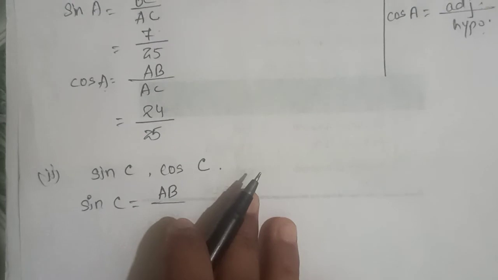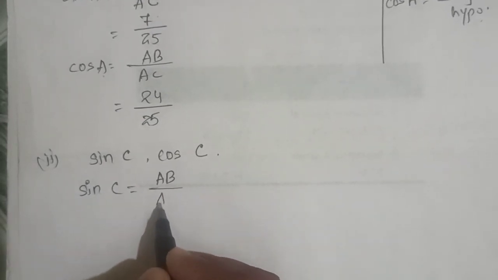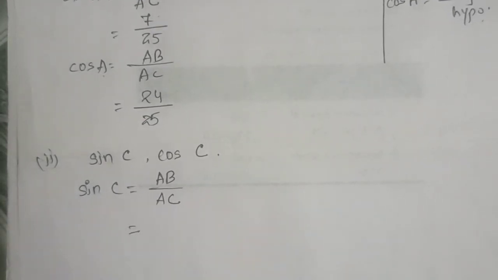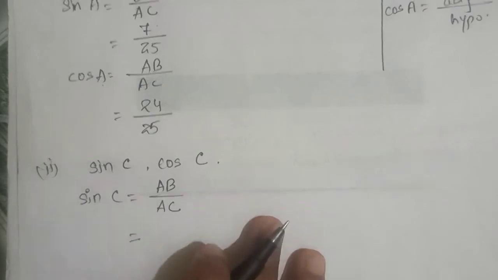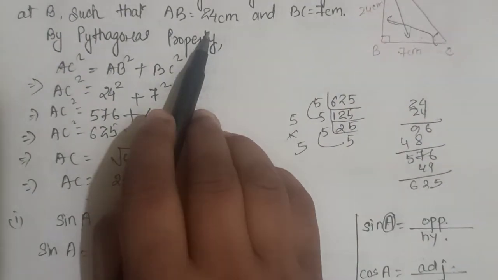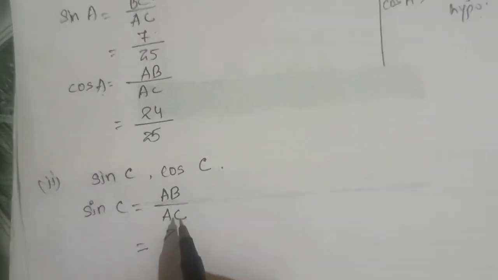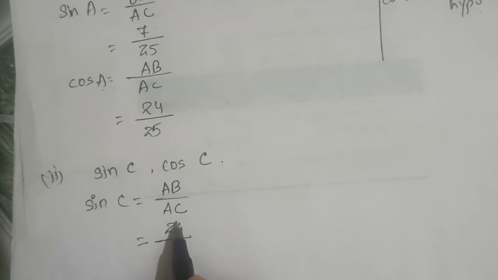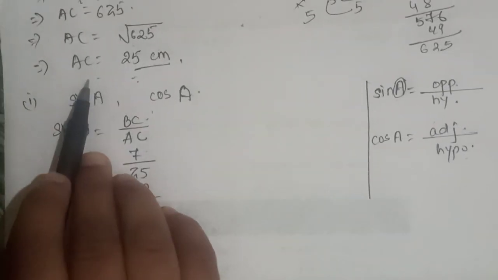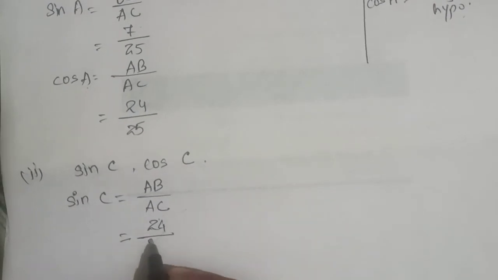So it will be AC. Here you have to write down the value of AB first. AB we have here 24 cm. And we just now got the value of AC, it is 25 cm. So it will be 24 upon 25.